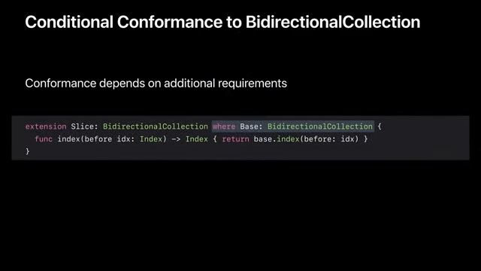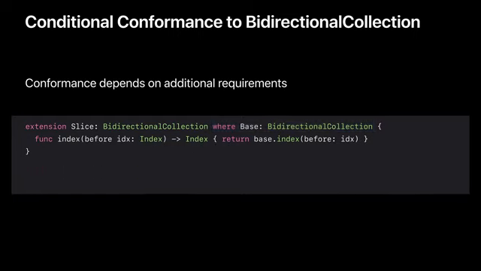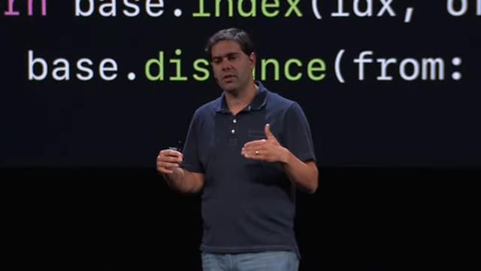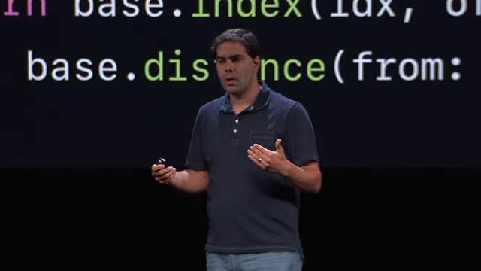All we need to do is introduce a requirement into this extension to say that, well, base needs to be a bidirectional collection. This is conditional conformance. All it is, is extensions that declare conformance to a protocol, and then the constraints under which that conformance actually makes sense. And the wonderful thing about conditional conformance is it stacks nicely when you have these protocol hierarchies. So we can also state that slice is a random access collection when its underlying base type is a random access collection. Now notice that I've written two different extensions here.